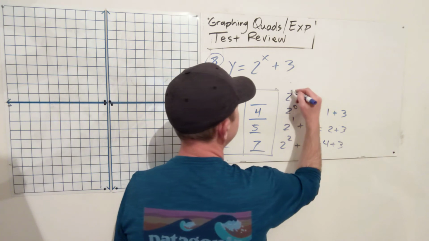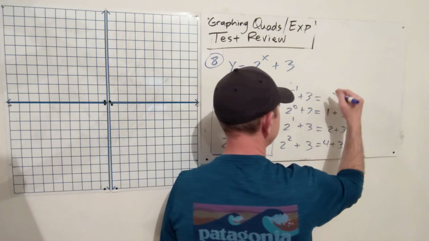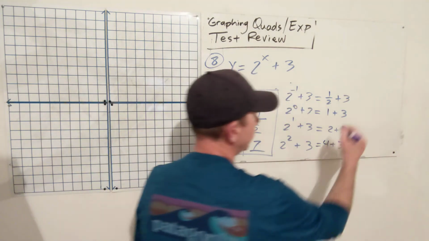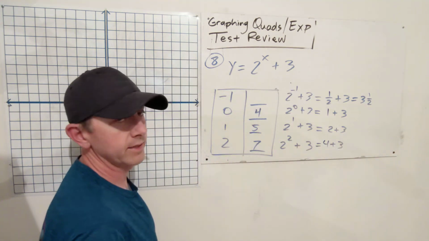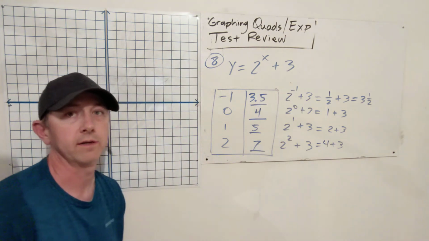And then last, 2 to the negative first power plus 3, that's the tricky part. Negative exponent, we take the reciprocal here, we get 1/2 plus 3, so we get 3.5. Now when you type this in, I would prefer that you not try to type it like this. To guarantee it's correct, 3.5 would be the best answer there.